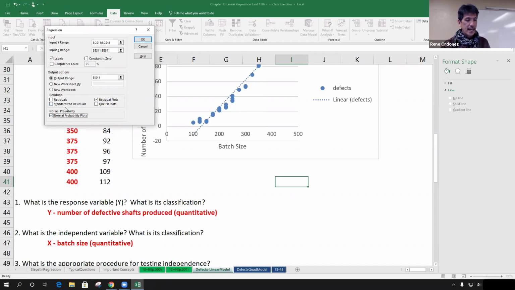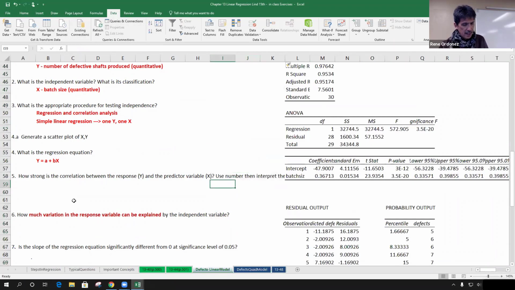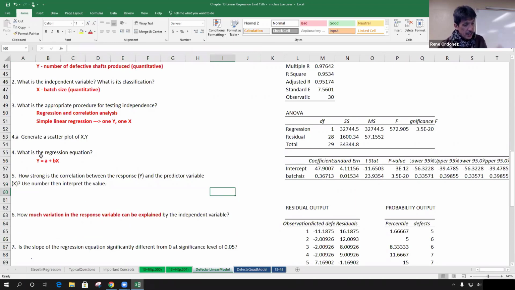Okay, and we said that these plots are going to be used to determine if the chosen model, in this case the linear model, is appropriate for the data. In other words, does it fit the data? Click OK. Okay, so what is the regression equation?